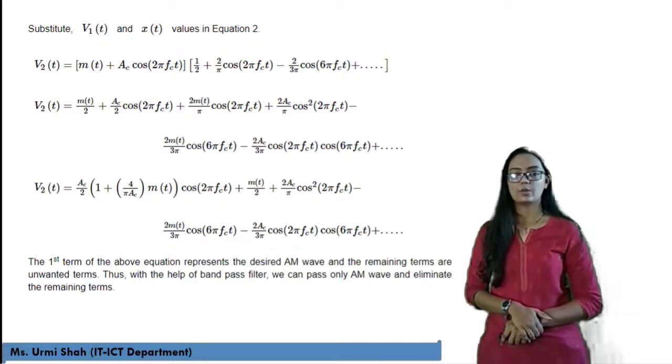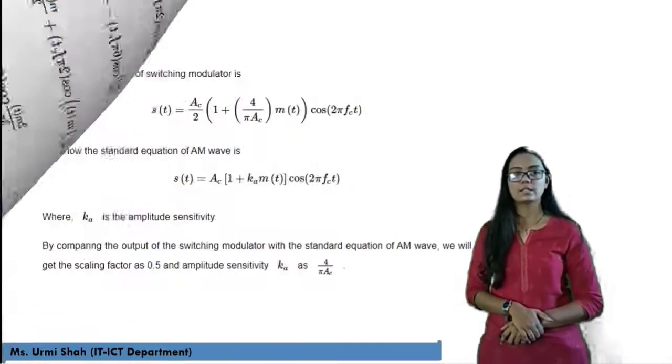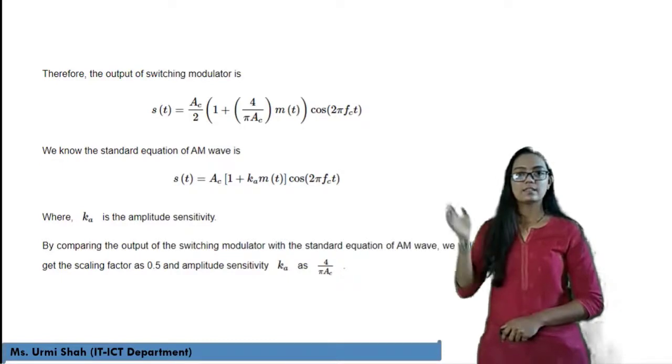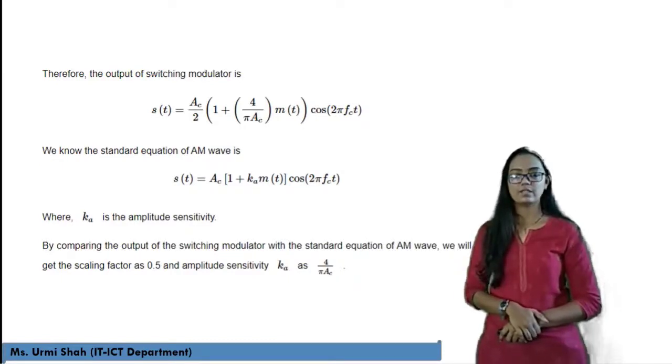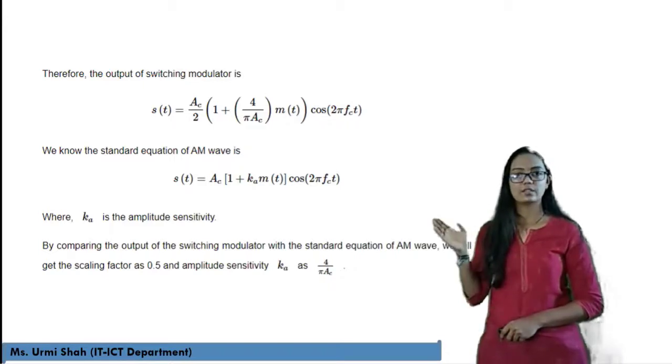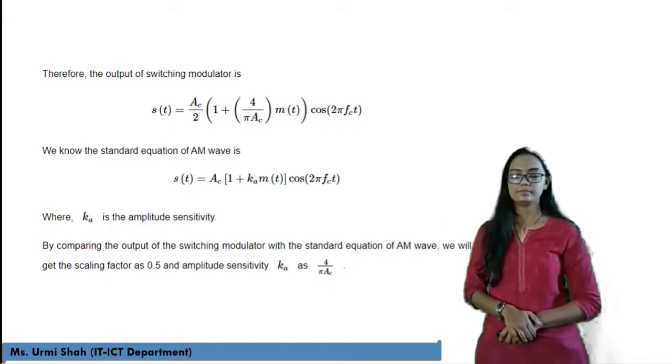So this is how modulation is performed using a switching modulator. This is the equation where the sensitivity factor is 4 upon pi Ac. Otherwise, the rest of the equation is the same. So Ka is our amplitude sensitivity factor.